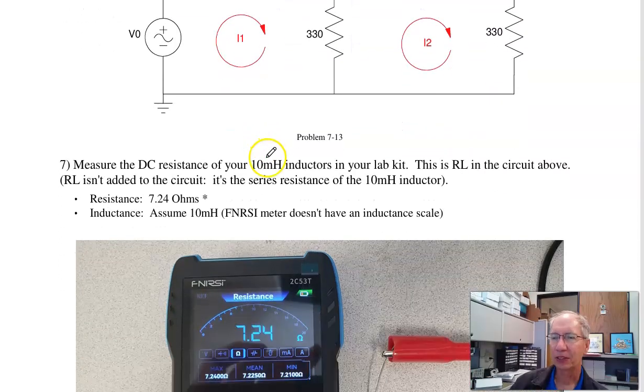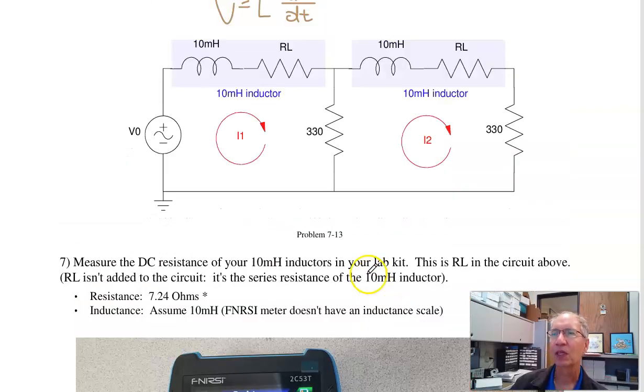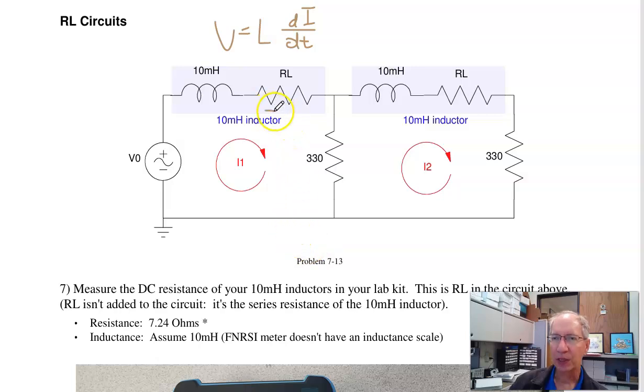If I take the inductor and measure the DC resistance, that's my 7.24 ohms, and the inductance is supposed to be 10 millihenries. We don't have an inductance meter in your lab kit, but it'll be close to 10 millihenries. So if I do that, here's my 7.24 ohms. If I were to build it, this would be my model for the circuit.